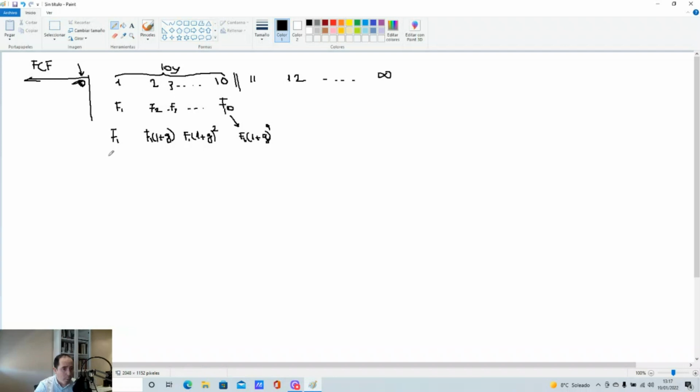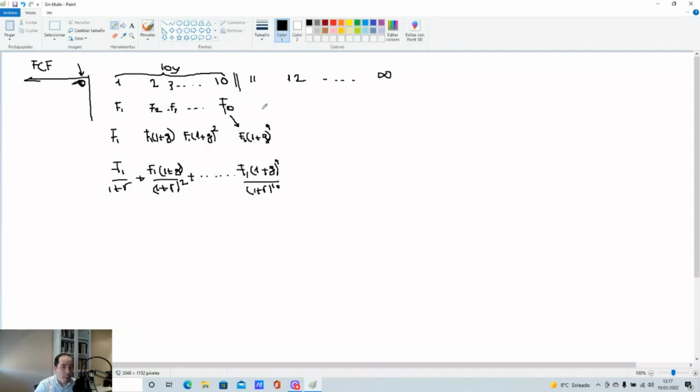Now the first thing that we can do is to calculate the present value of all these terms. This is the first step that we need to do when we are trying to calculate the intrinsic value here. Now this is the present value of the first 10 years.